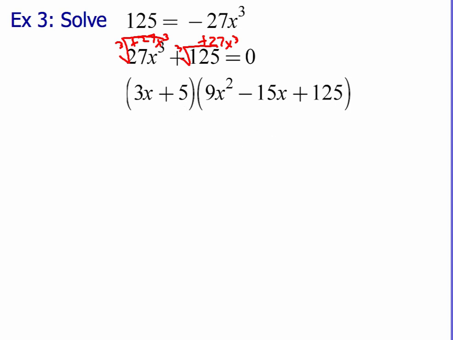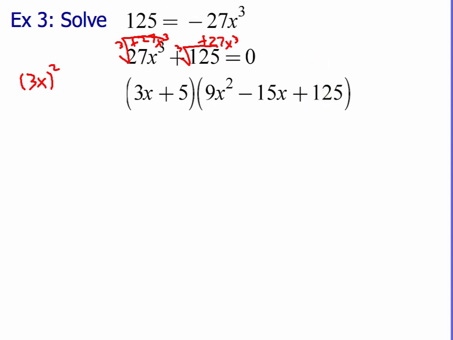And then remember, we use our factoring pattern. So we're going to square this whole thing. So 3x squared. 3 squared is 9. X squared is x squared. These two signs should be different, so that should be a minus. Then I multiply them together. 5 times 3 is 15x. And then I square my last term, 5 squared, or 5 cubed.